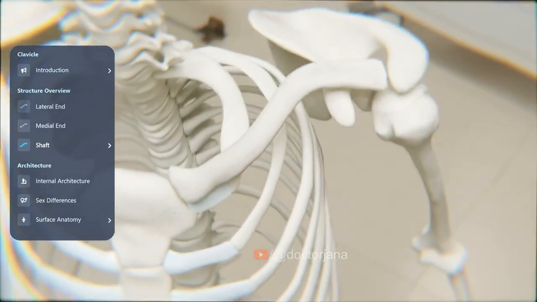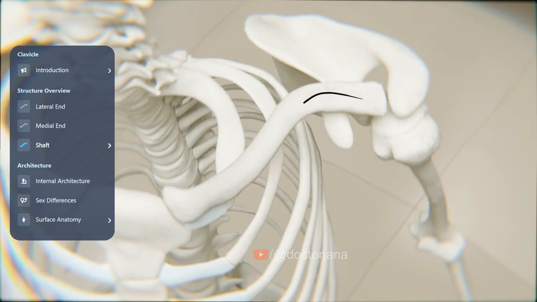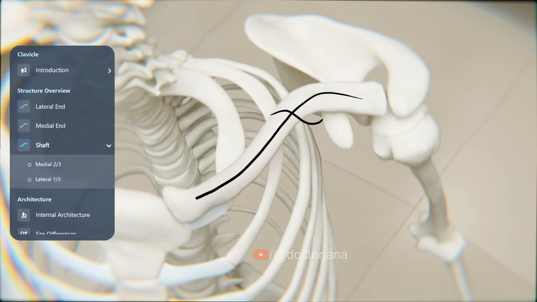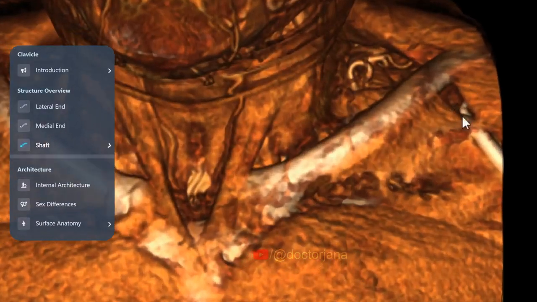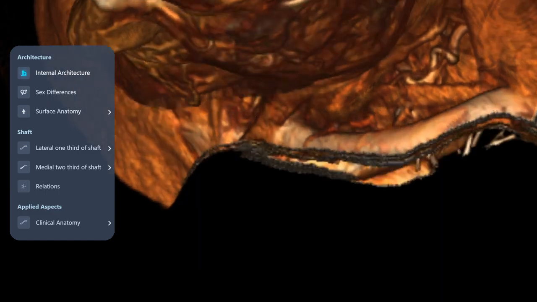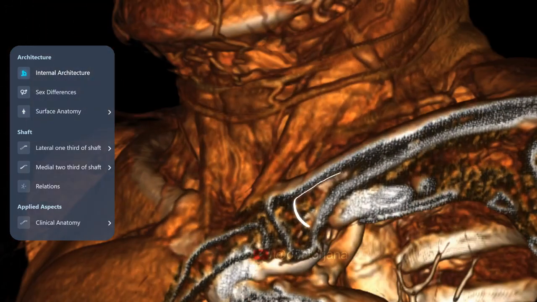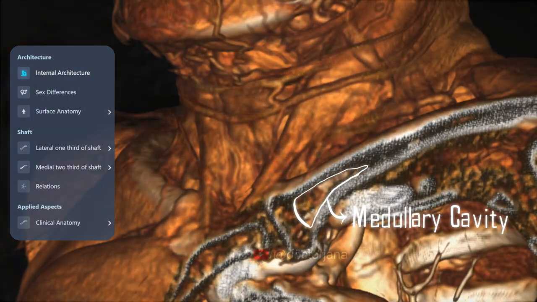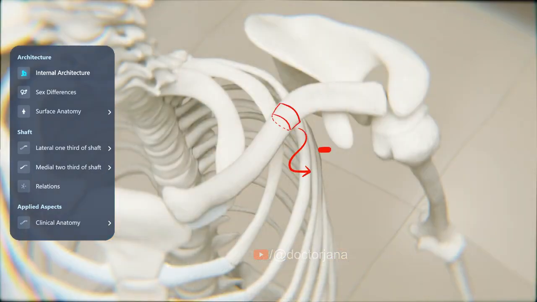Now, let's talk about the shaft. It is gently curved, resembling the italic letter F. The medial 2/3 is convex forwards, while the lateral 1/3 is concave forward. The internal architecture of the clavicle is trabecular, with a medullary cavity, but only in the medial 2/3. The cortical bone is thickest at the transition zone between the anticurve and the retrocurve.